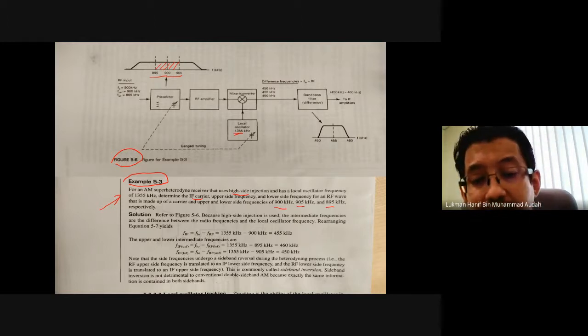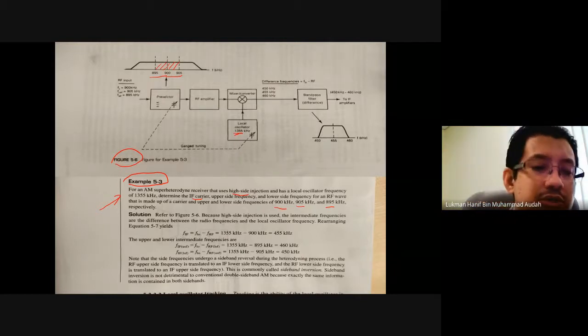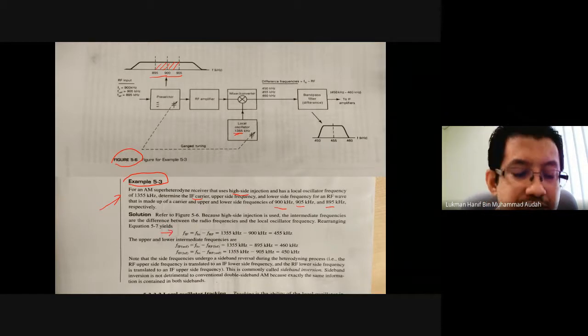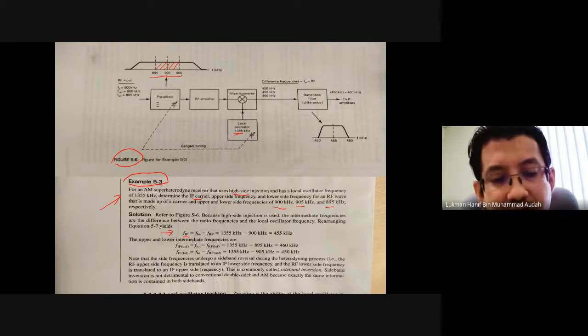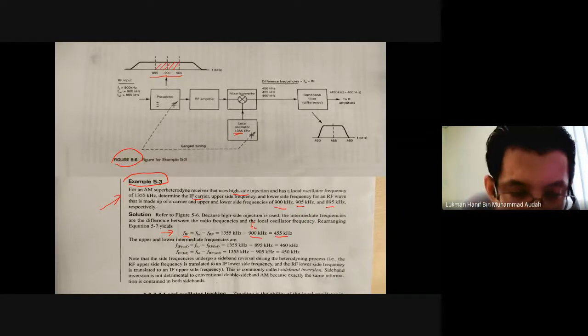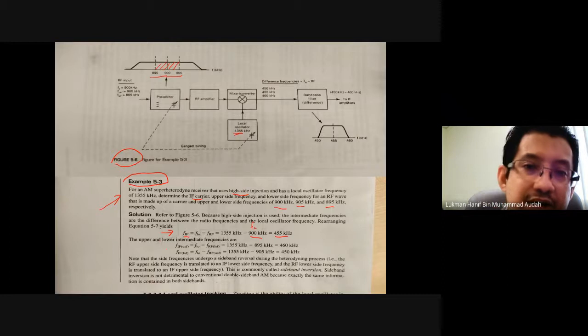Soalan tanya, berapakah nilai IF frequencies yang terhasil? So jawapannya adalah seperti ini. So we calculate the IF center frequency. IF center is located at FLO minus FRF. This is a carrier. So we get the IF center at 455 kilohertz. And then we want to find the upper side frequency and lower side frequency for IF.